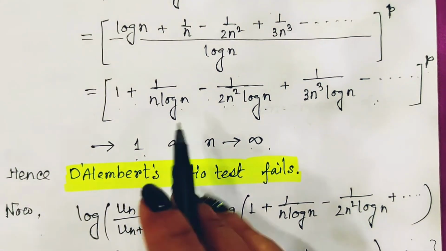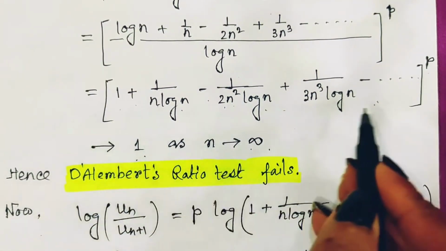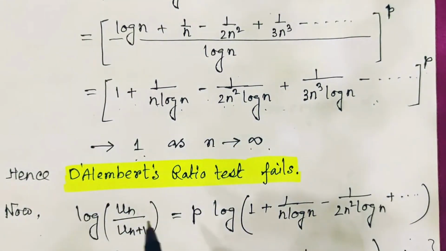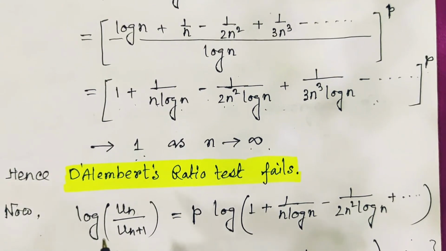But as the given ratio, that is un divided by un plus 1, is in some power of p, we apply the log test here, so the logarithmic test. Now what to do? Whatever un by un plus 1 we have, we take the log on both sides.